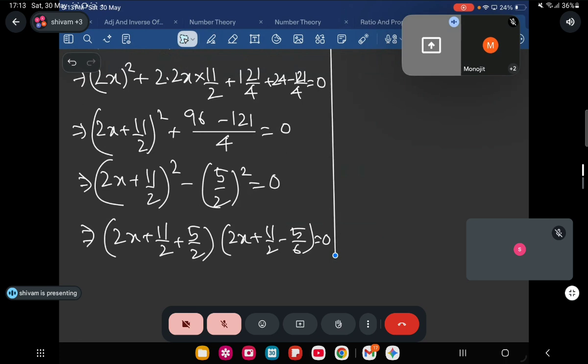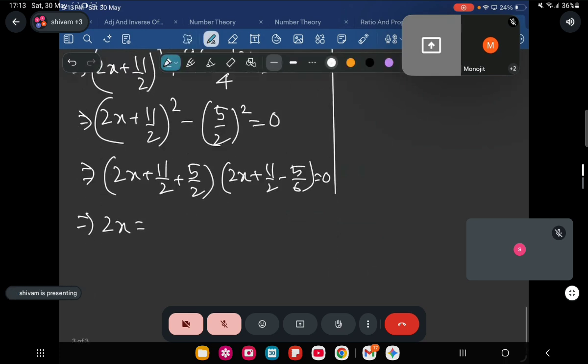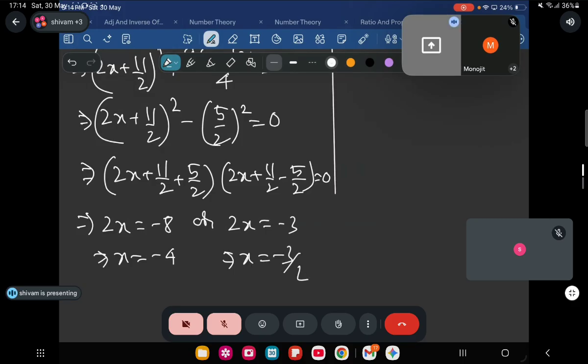So I'll get 2 roots of the equation from here. 2x plus 16 by 2, that is 8. 2x is equal to minus 8, x is equal to minus 4. Okay, or 2x plus 6 by 2 is 3, 2x is equal to minus 3, so x is equal to minus 3 by 2. Tell me, did you people understand or not?